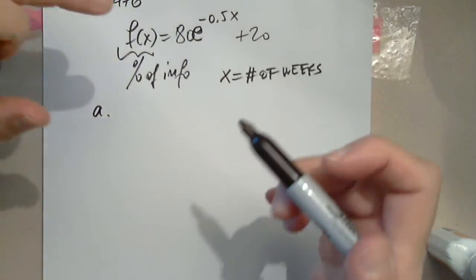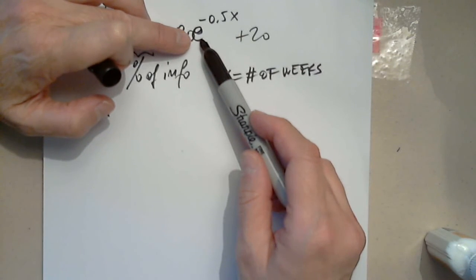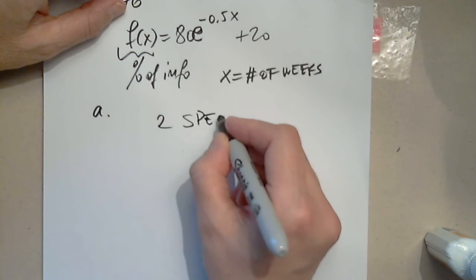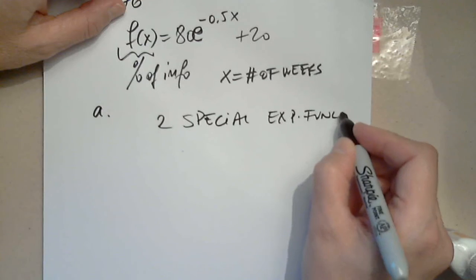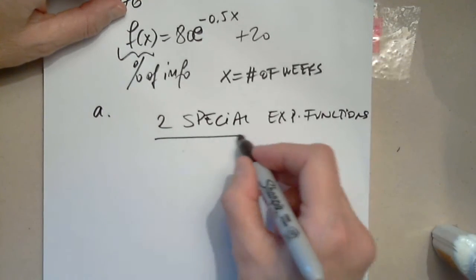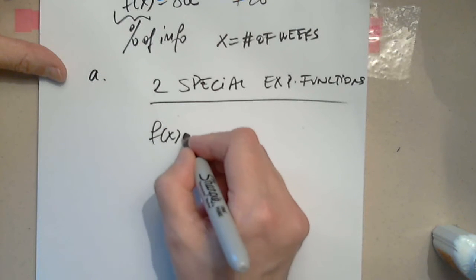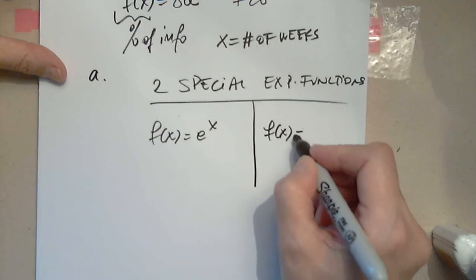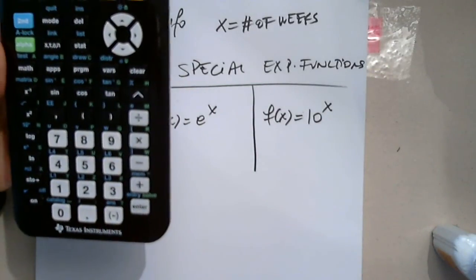Okay, so let's take a look at this situation first of all, and we see a base of e. And I will say that there are two special exponential functions. One of them with base e, and the other one with base 10. They are so special that they have their own key in the graphing calculator.